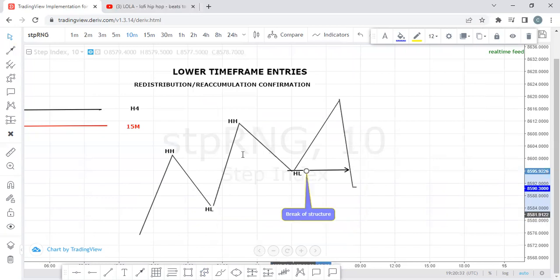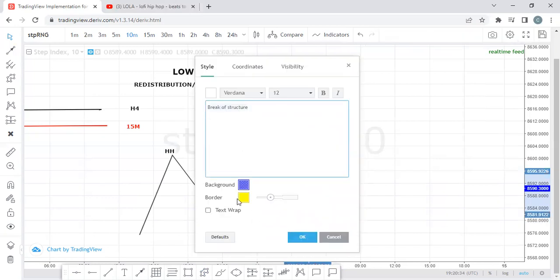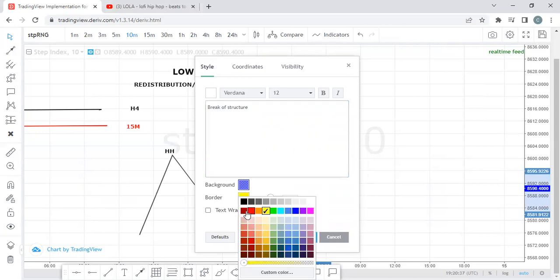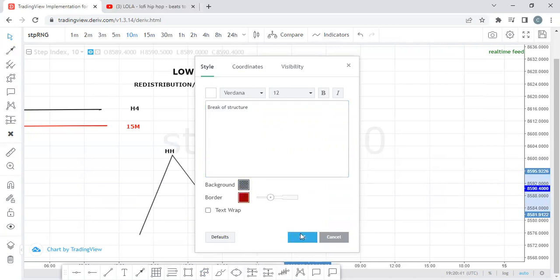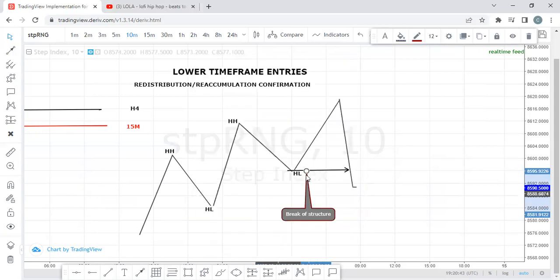So when we see a BOS, what are we looking to do? We're looking to sell. So we make this black. We have a break of structure at this point here because price was able to go below the last higher low, so we have a BOS. Now that means that we are looking to sell at a retracement.